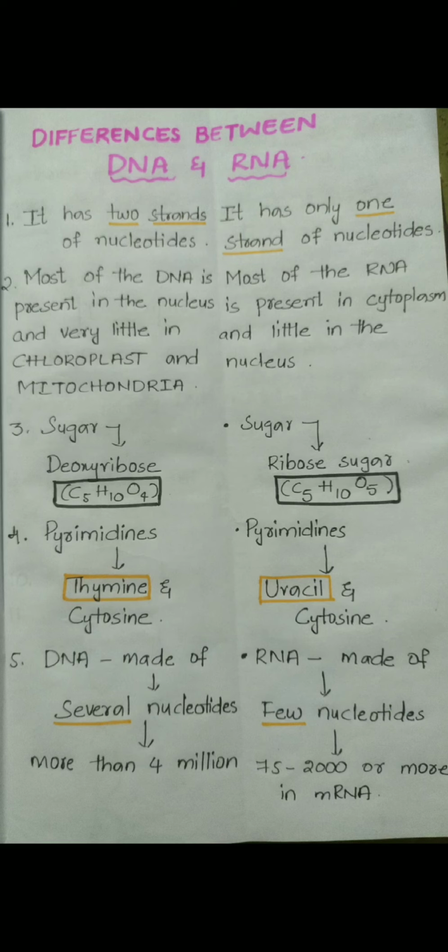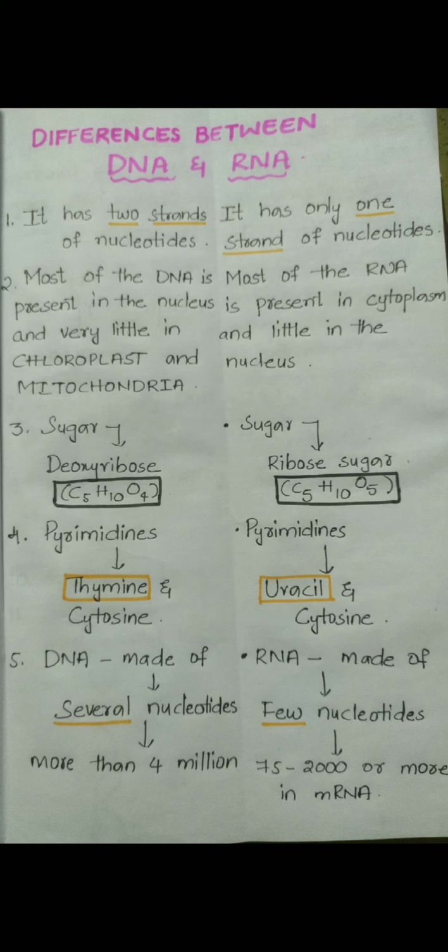As we know that nucleotides are the building blocks of both DNA and RNA, these nucleotides contain purines as well as pyrimidines. Purines are the same in both DNA and RNA. When it comes to pyrimidines, in case of DNA, the pyrimidines are thymine and cytosine. Whereas in RNA, pyrimidines are uracil and cytosine. Cytosine is common, it is the same in both DNA and RNA. But you can see thymine in DNA and uracil in RNA.